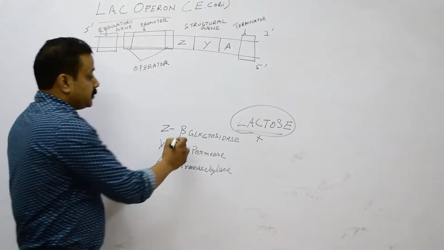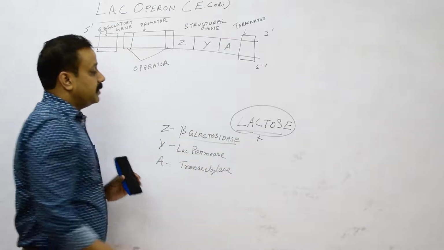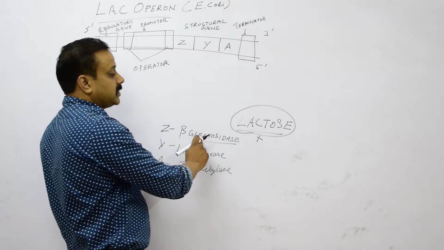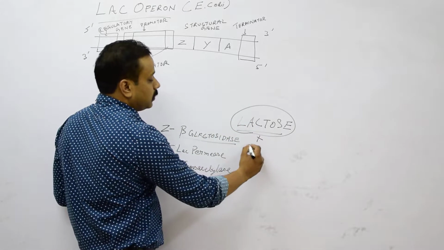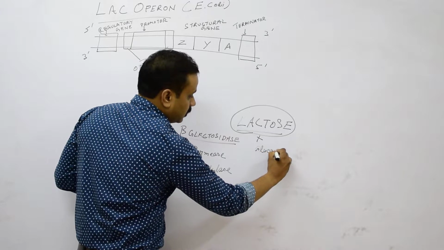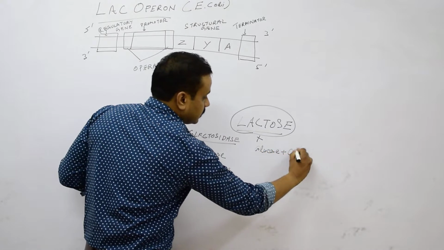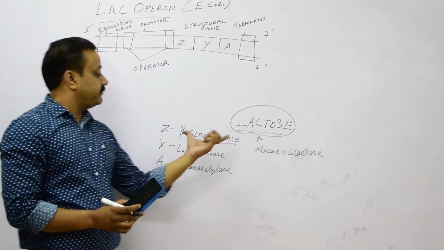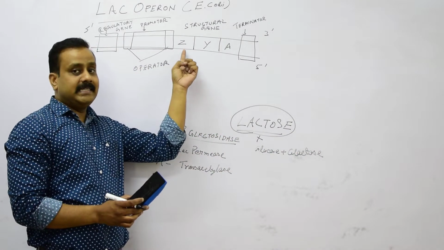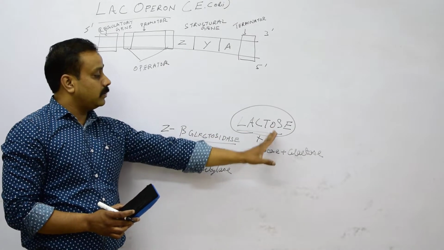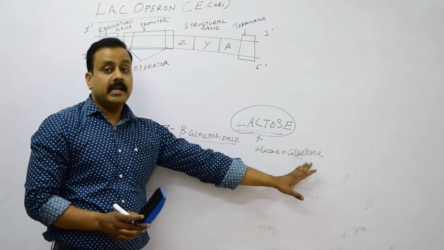The beta-galactosidase enzyme is essential for the digestion of lactose. This enzyme converts lactose into glucose plus galactose. So that's the first enzyme, produced by the LAC-Z gene, and it is essential for the breaking down of lactose into glucose plus galactose.